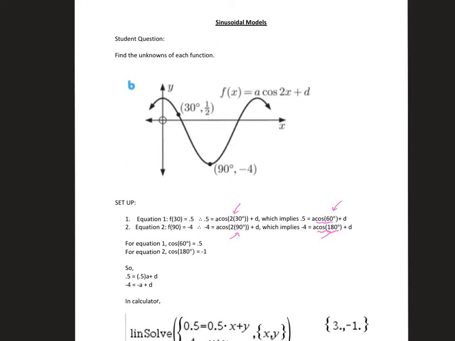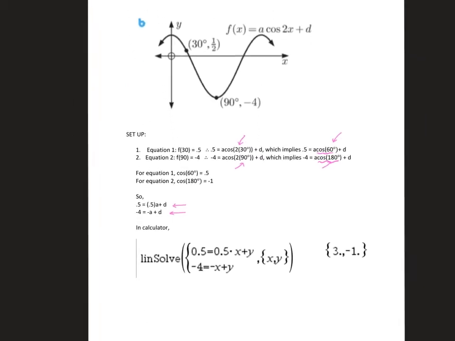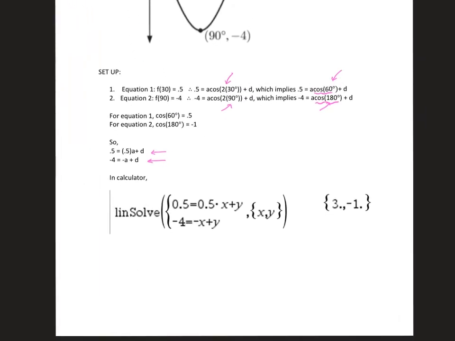So when you realize that that's 0.5 and -1, you end up with this simplified equation and this simplified equation here. So 0.5 is equal to 0.5a, or 1/2 a plus d, and -4 is equal to -a plus d. And then I simply plug it into my calculator. I go to algebra, and then I'm going to systems of equations or simultaneous equations. And then instead of using an a and a d, because your variables are x and y, you just want to use an x and a y.